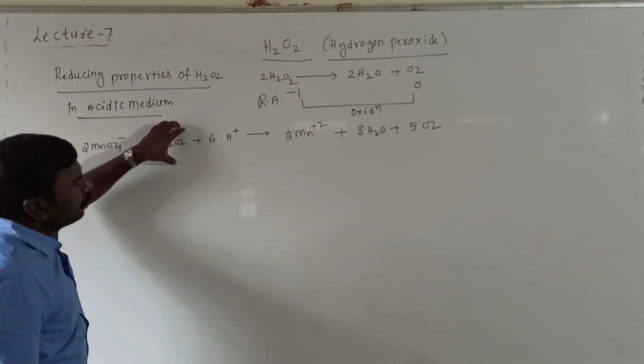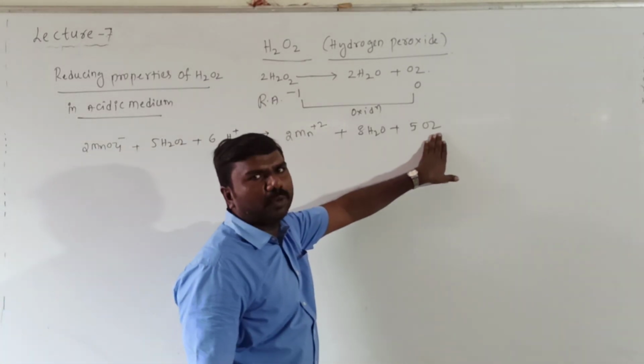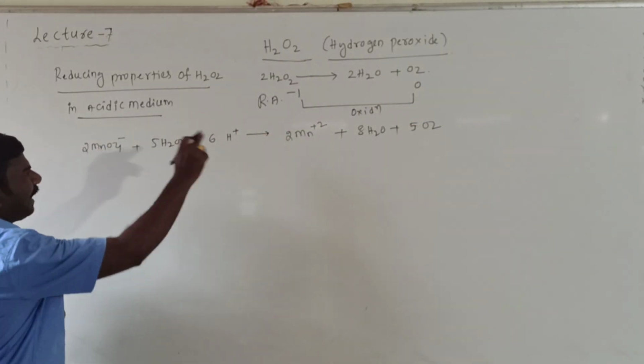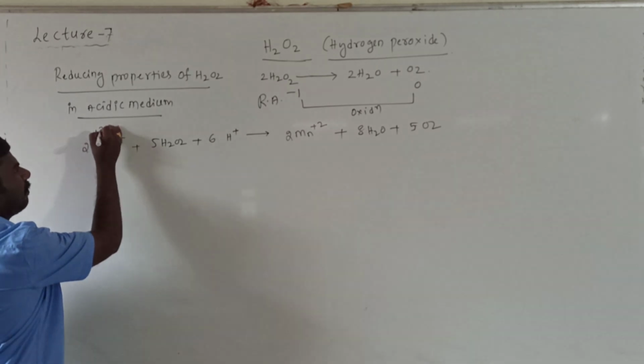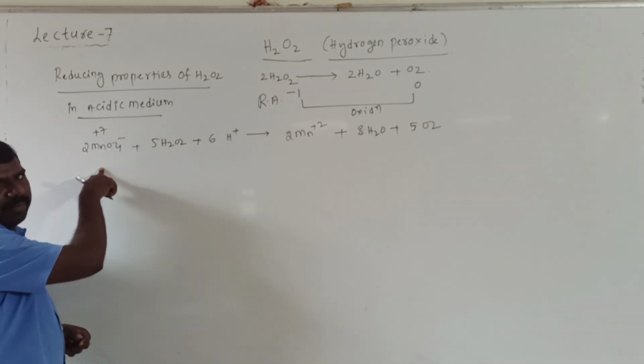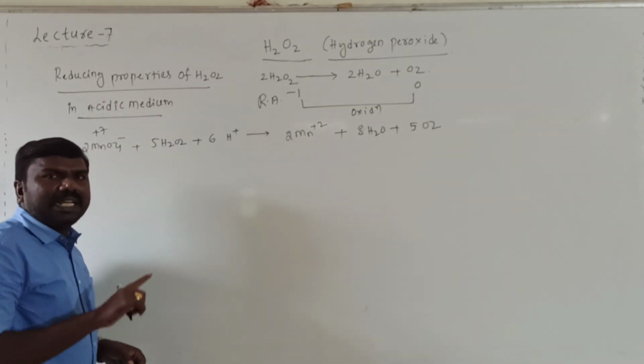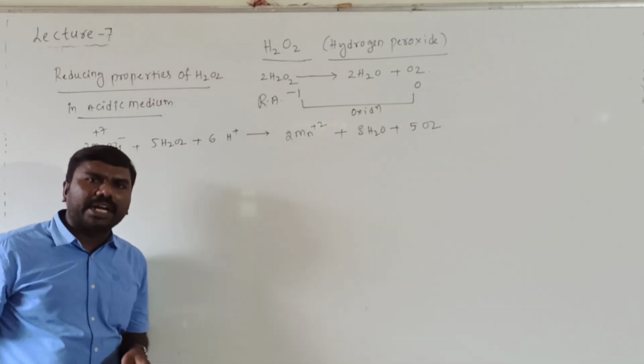Check it. H2O2 is converted into H2O and O2. It means it is acting as a reducing agent. It reduces others. Mn plus 7, if you calculate the oxidation state, manganese is plus 7. Plus 7 is converted into plus 2. Decrease in oxidation state is called reduction.